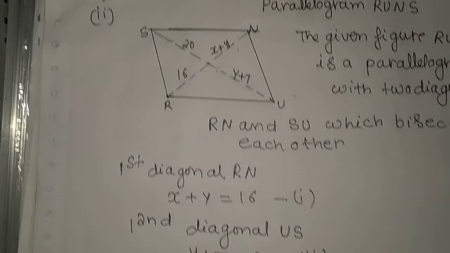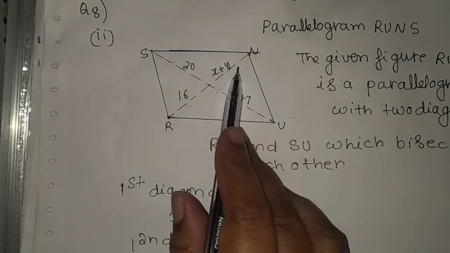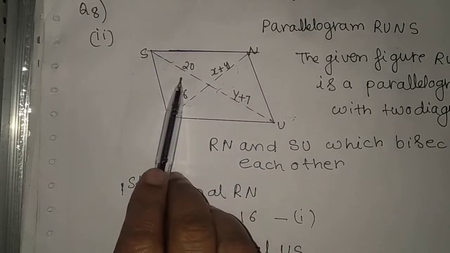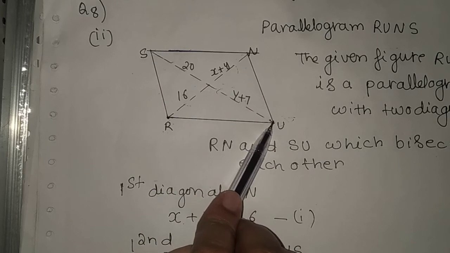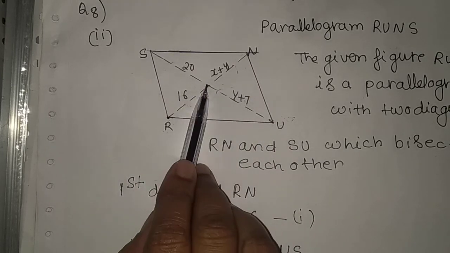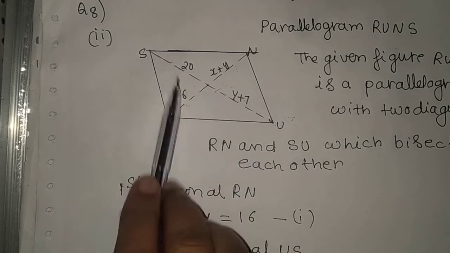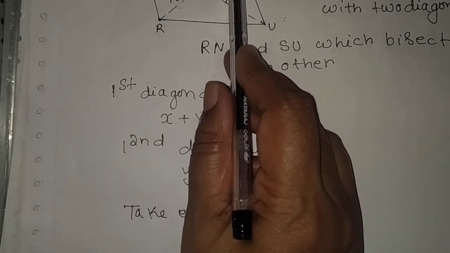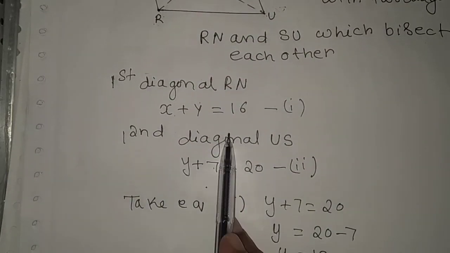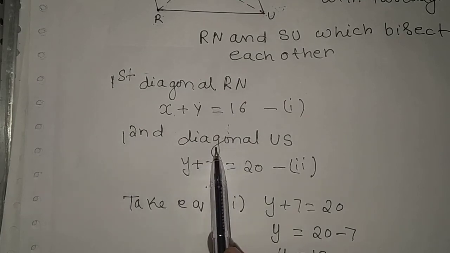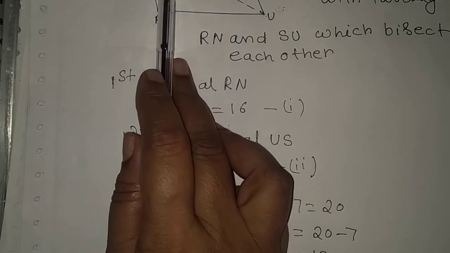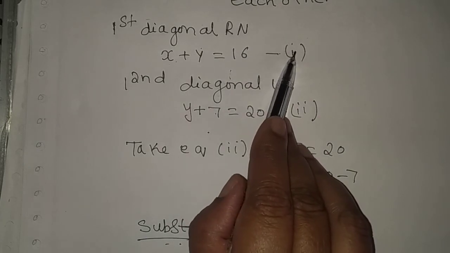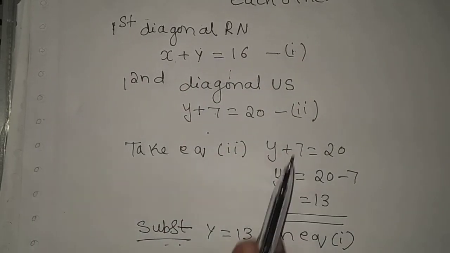So once again I will explain. This is a parallelogram given, which is called RUNS, in capital letters, and two diagonals are there. Two diagonals meet at the center and bisect each other. So US is one diagonal, RN is the other diagonal. We take the first diagonal RN, and form an equation: x plus y is equal to 16, the first equation. Then the second diagonal US, where y plus 7 is equal to 20, the second equation.